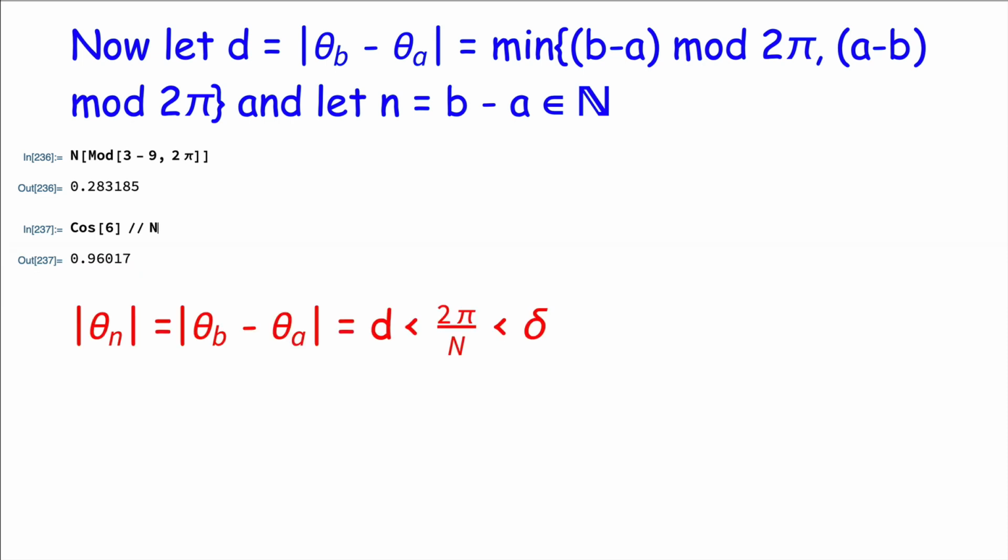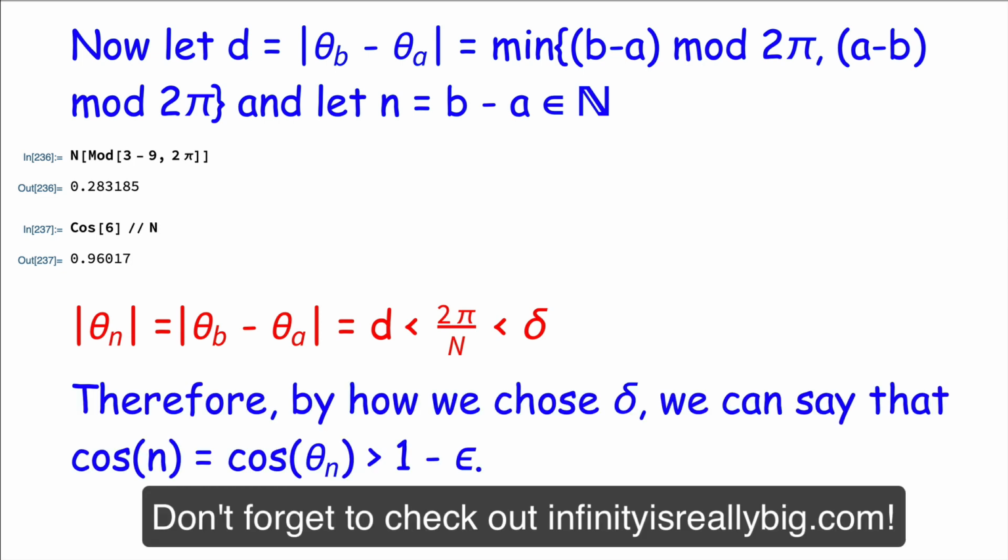In terms of a rigorous argument, when n is b minus a, which is a natural number, we can say that the absolute value of theta sub n, the distance between theta sub n and 0, is the same as d, which is less than 2 pi over n, which is less than delta. Therefore, by how we chose our delta at the beginning of the proof, we can say that cosine of n, which is cosine of theta sub n because n and theta sub n represent equivalent angles, is greater than 1 minus epsilon, where epsilon was our given positive number that could be arbitrarily small.